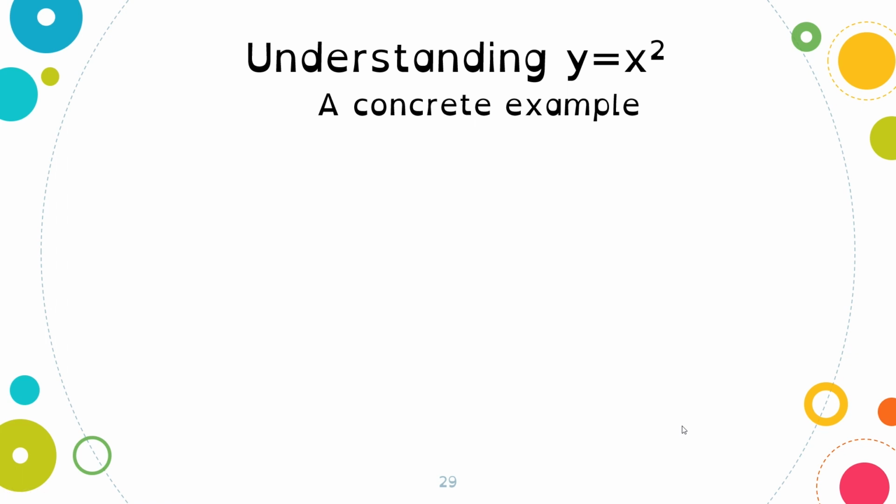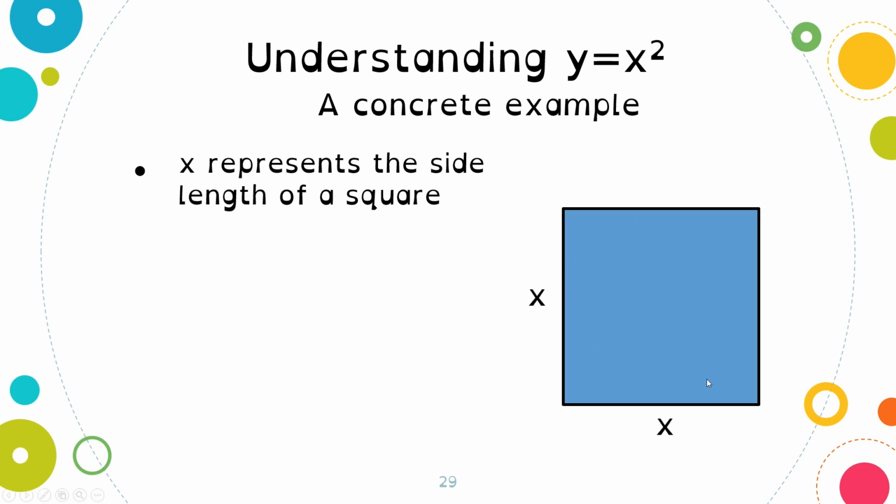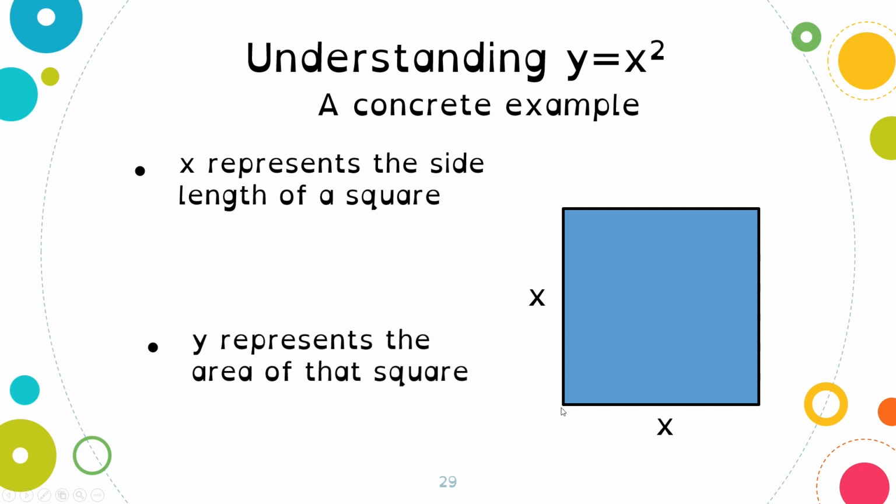So let's understand a little bit more what we are talking about. Sorry about my cough. So if we're trying to understand y equals x squared, let's look at a concrete example. x represents the side length of a square. That's why we say x squared: we are saying a side length of a square. So we have a square, and the length of each side is x. Then y represents the area of that square.